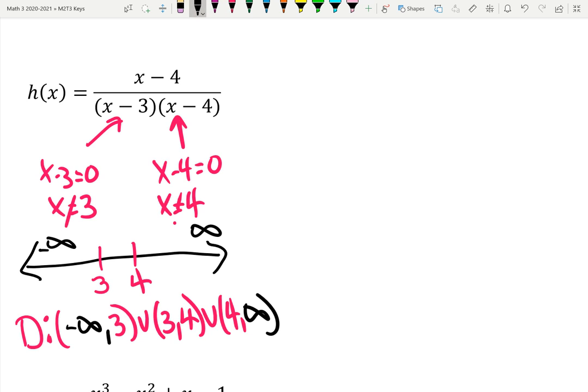Notice how the number is always repeated. It's because we're describing the region between negative infinity and 3. Then we're describing the region between 3 and 4. And then we're describing the region between 4 and infinity. These are the 3 regions that are created by my asymptotes.